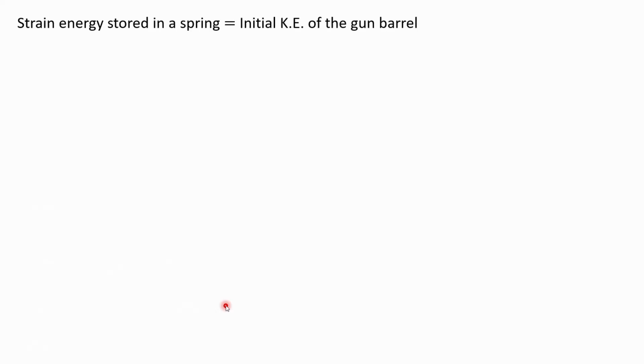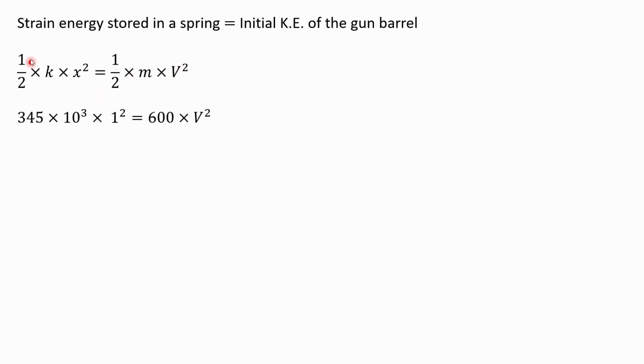So we can say that according to the law of conservation of energy, strain energy stored in a spring is equal to initial kinetic energy of the gun barrel. So strain energy, as we have already derived, is 1 half kx square, and kinetic energy is 1 half mv square. 1 half will get cancelled from both the sides. Substitute the value of k, that is 345 into 10 raised to 3. X is 1 and square of that. Mass is 600 and v square. So you'll get the value of v.